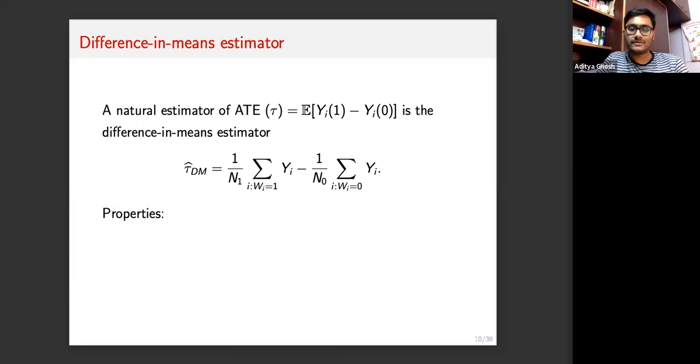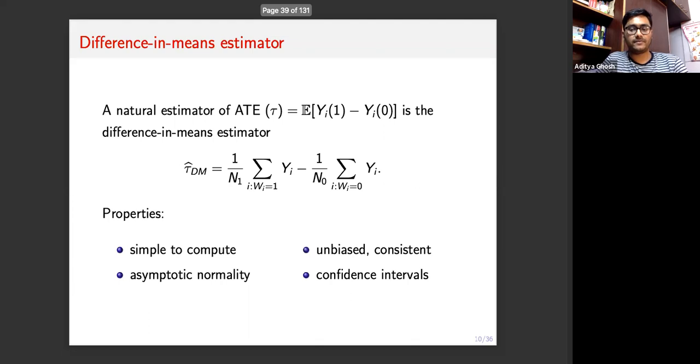First of all, it is simple to calculate, and you can see that it is unbiased, and you can easily establish that it is also consistent. And there are other properties. For example, asymptotic normality can also be shown by multiplying it with square root of n. And we can construct confidence intervals using some simple plug-in estimators. So the theory is very clear in this particular setup, and this is the setup of randomized clinical trials.